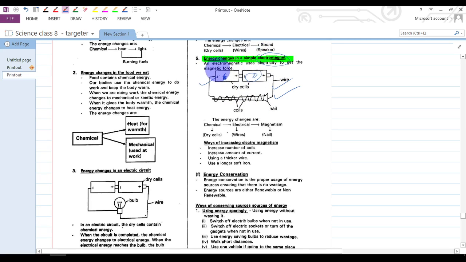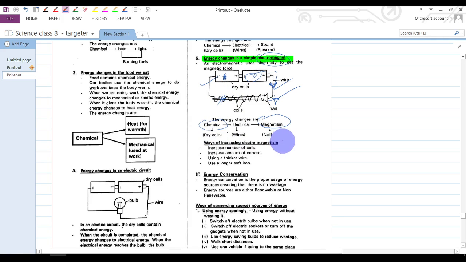Now we see that an electromagnet uses electricity to get the magnetic force. The energy changes are: we start with chemical energy. The chemical energy is found in the dry cells. Now this energy is transmitted through the wires. In the wires, that's where we have the electrical energy. Then when this electrical energy passes through the nail, which is the material that we want to become a magnet, we have the magnetism type of energy, and finally our nail will have magnetic energy.